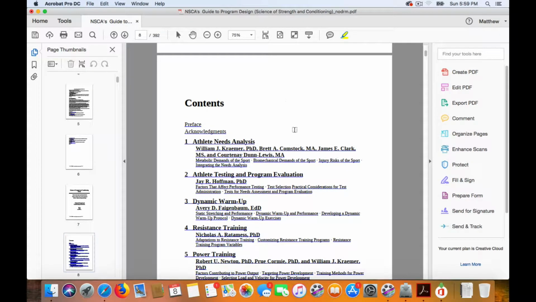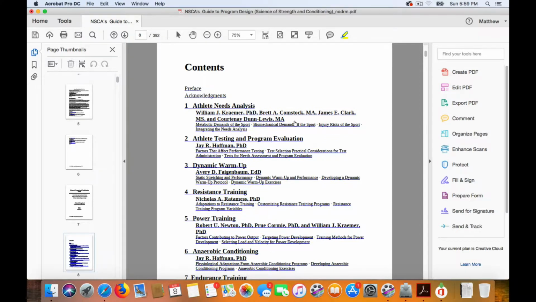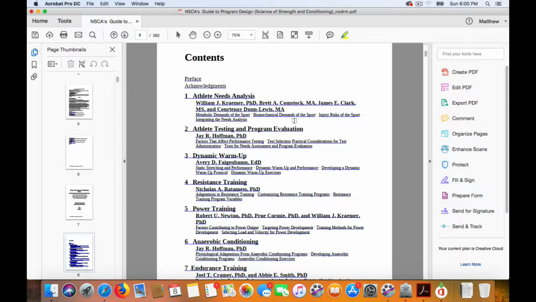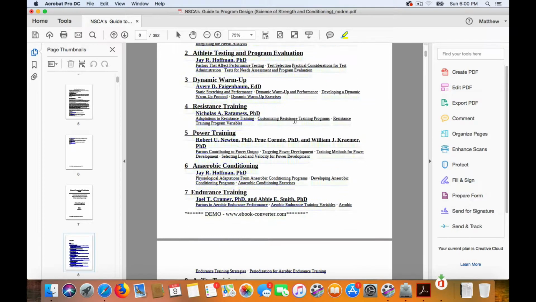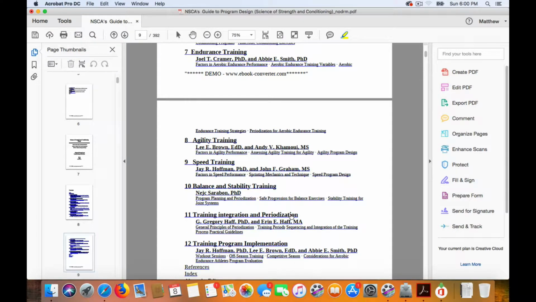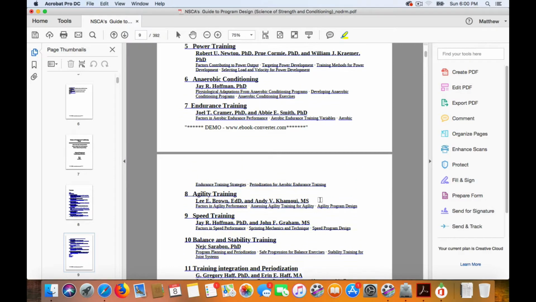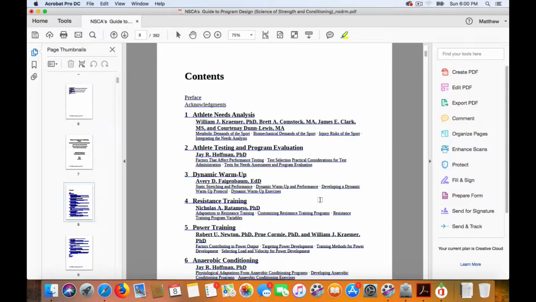It goes into the energy systems, the anaerobic and aerobic conditioning, resistance training, the testing and evaluation of the program, stability training, agility, speed, periodization, and then implementing the programs. The reference section is a gold mine of knowledge and research. They really put together a solid book on overall program design here. So let's go through Chapter 1.